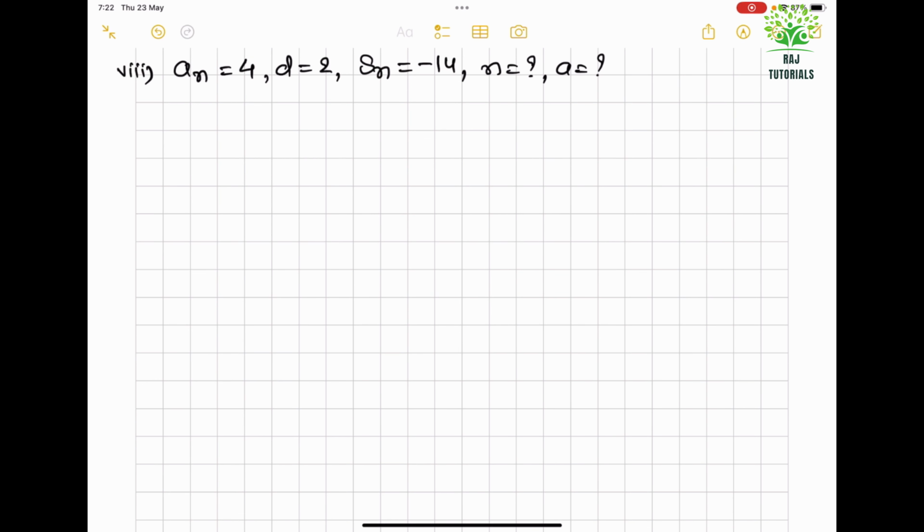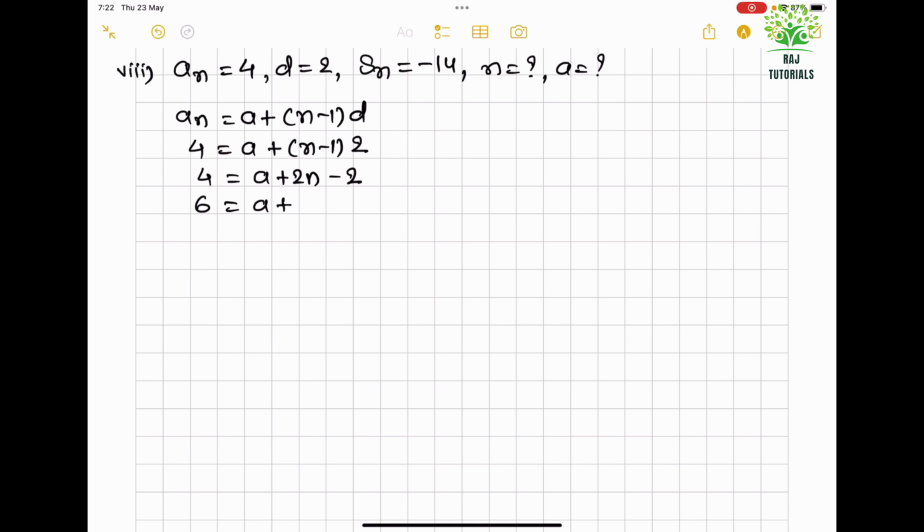Here we are given an, d and Sn, and n and a we have to find. So again using the formula an equal to a plus n minus 1 d. So 4 equal to a plus n minus 1 into 2. 4 equal to a plus 2n minus 2. So 6 equal to a plus 2n. Therefore I can say a equal to 6 minus 2n.